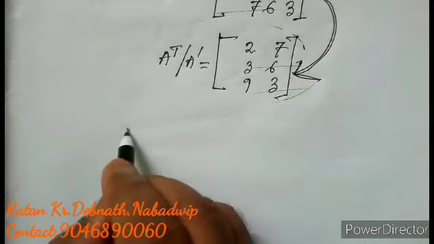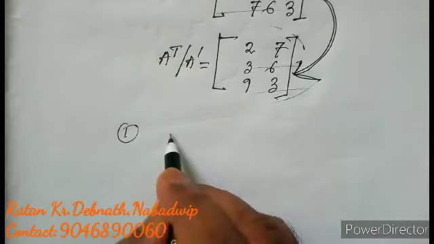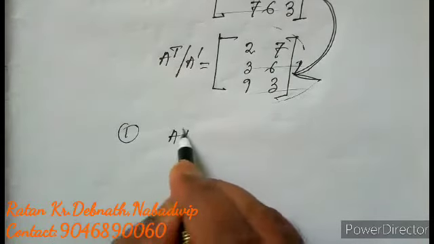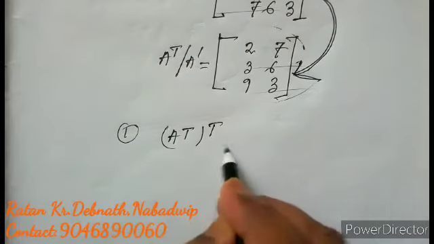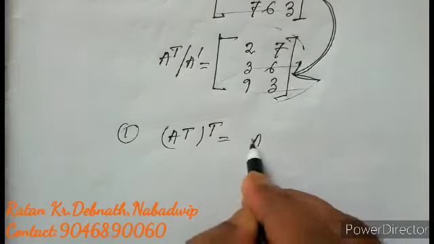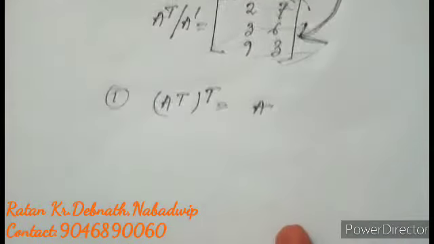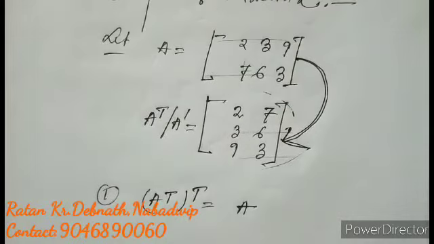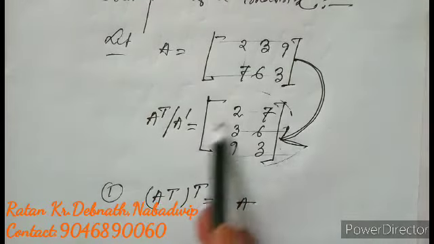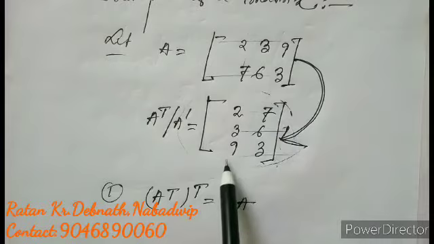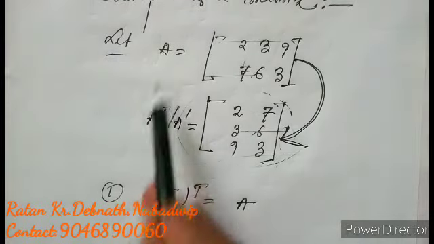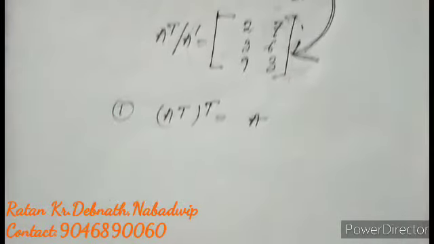You should know 3 important properties of the transpose of a matrix. First one is: transpose of transpose equals the original matrix. That is, if you transpose this matrix again, then you will get the original matrix.